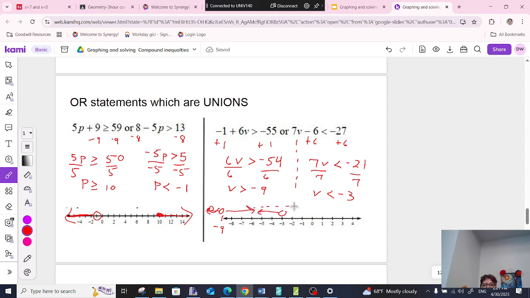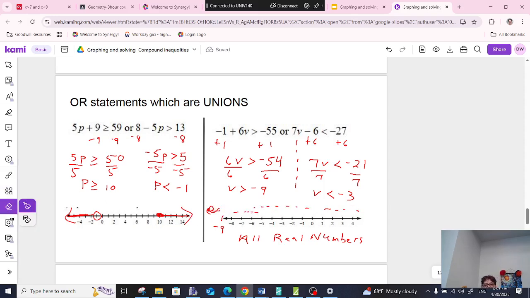Okay, but this keeps going, right? And this keeps going. This would be all real numbers, because it's going to include the whole line. If this is going this way, and this one's going this way, it just makes a big long line. So the correct way you would see this would be just a big long line. You wouldn't even need any circles, because it included the whole thing. Okay?